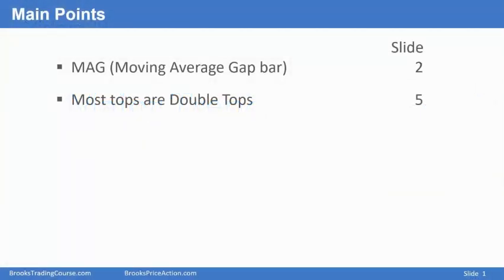I'll begin by talking about moving average gap bars, where there's a gap between the bar and the moving average. If you have a bear trend and you see a moving average gap bar, a bar above the moving average, it usually leads to the final leg of the bear trend. And finally, most tops are double tops. There's a top and then a reversal, and then the bull trend tries to resume, and if that second rally fails, you get the reversal. Most tops require some kind of a test of the prior high before the market will enter an opposite trend.